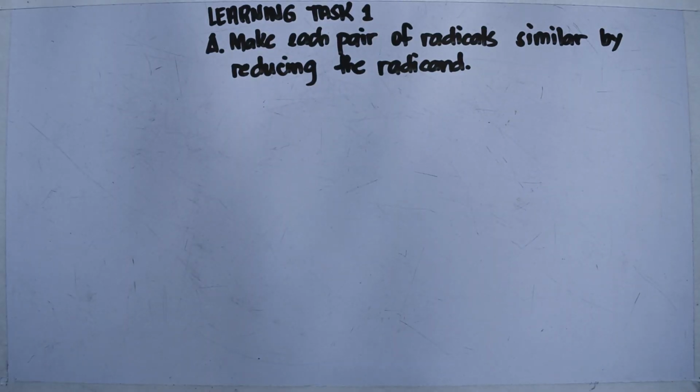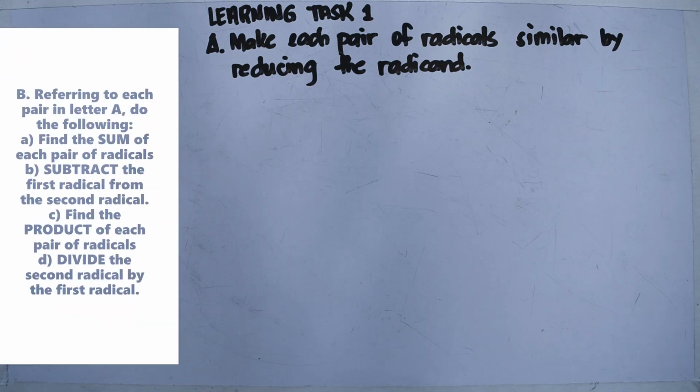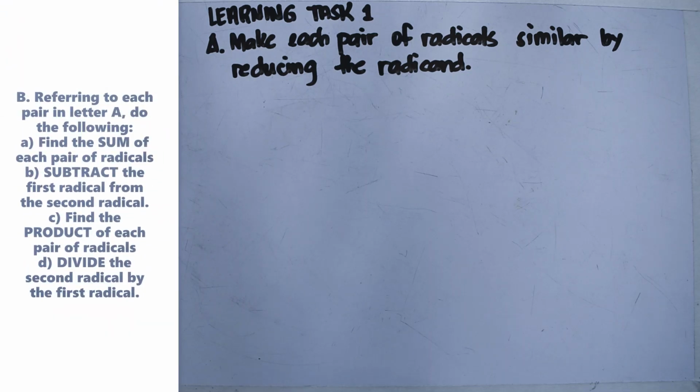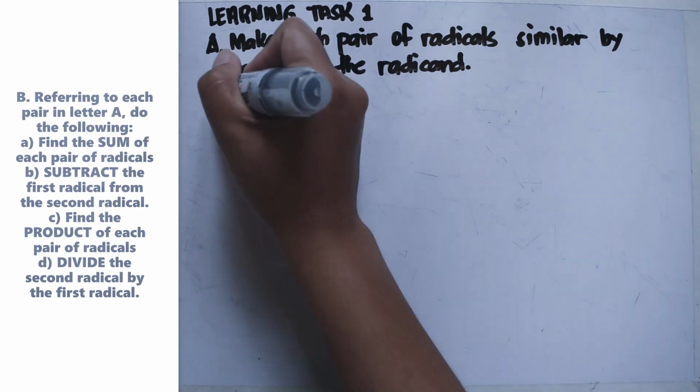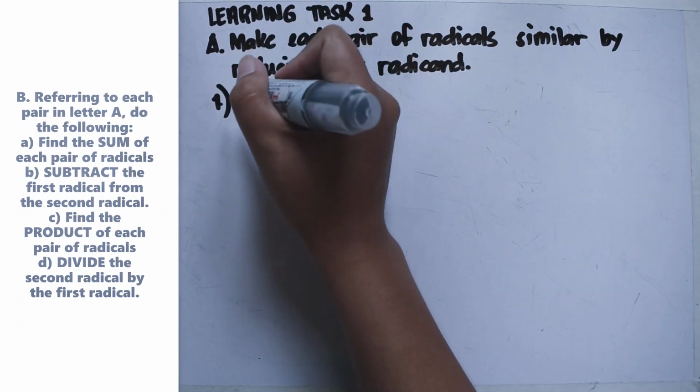Okay, so doon muna tayo sa letter A. Sabi sa letter A, make each pair of radicals similar by reducing the radicand. And sa ating letter B, sabi, referring to each pair in letter A, do the following. So ito po yung gagawin natin sa letter B. Therefore, papagsabayin na natin yung letters A and B sa ating learning task number 1. So mag-start tayo sa number 1 in your learning task.